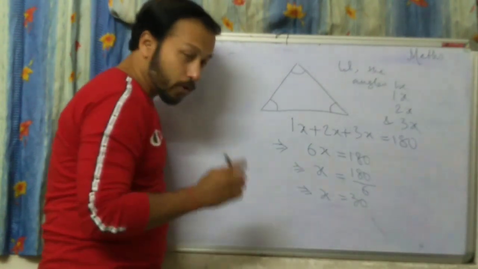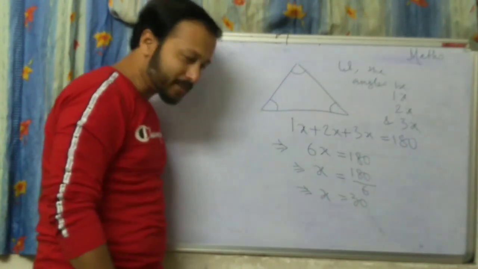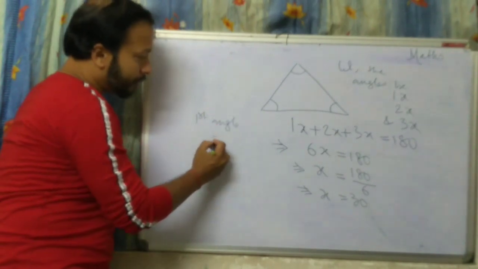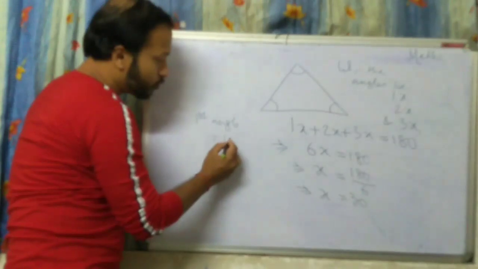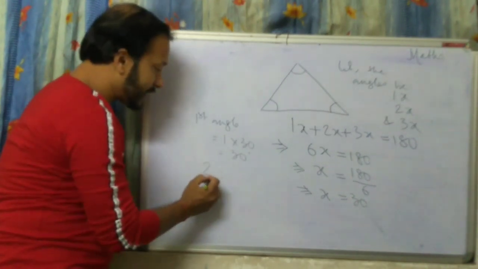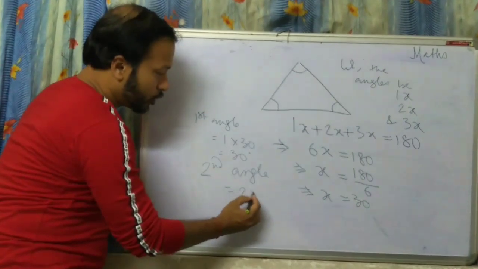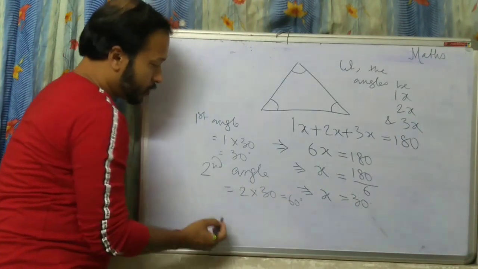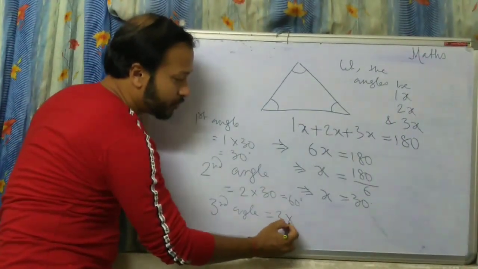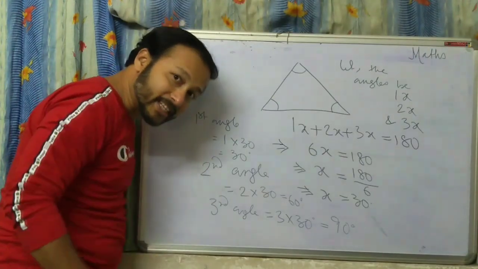And as I told you, don't forget to give this implies sign. Otherwise, the marks in the exam will be deducted. So x is 30. So what is my first angle? First angle equal to 1x. That means 1 into x is 30 degree. What is the second angle? 2x. 2 into 30. 60 degree. What is the third angle? 3x. That is 3 into 30 equal to 90 degree. Understood the first sum? Now let us go for the second sum.